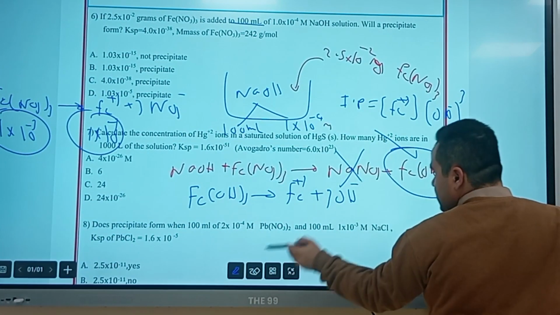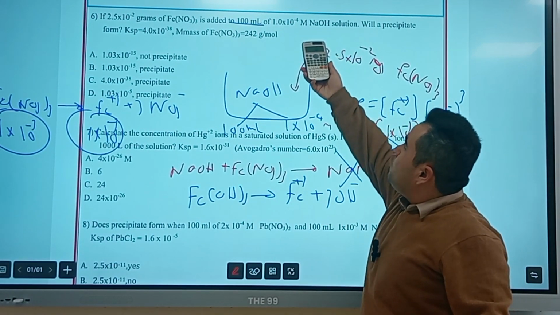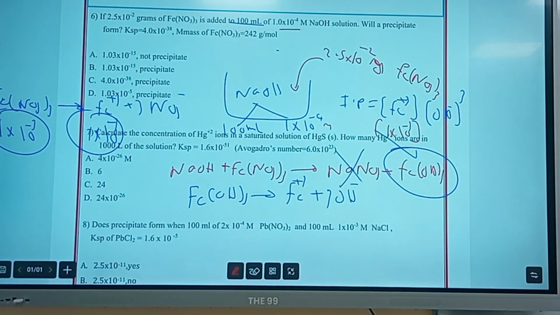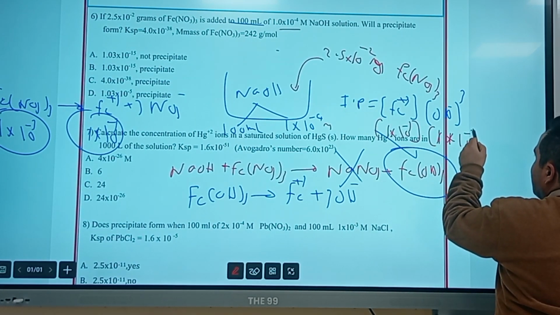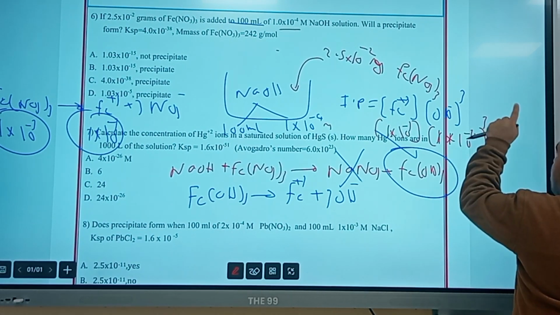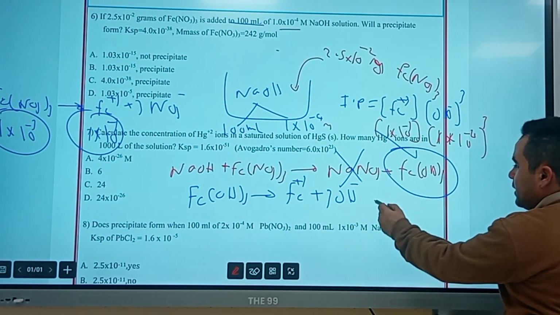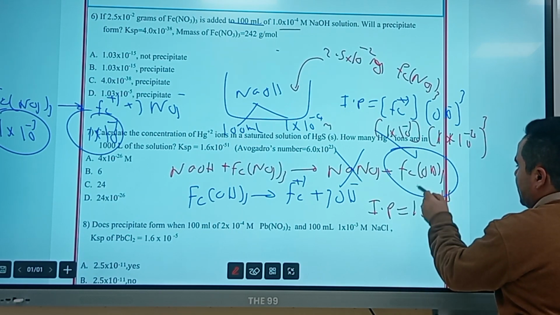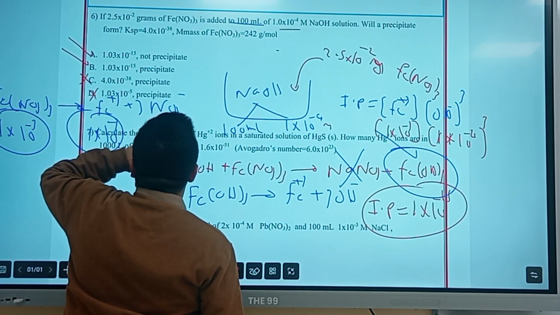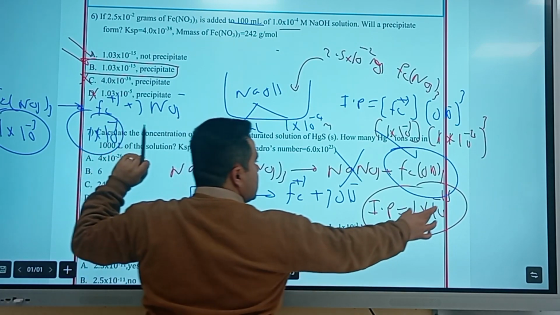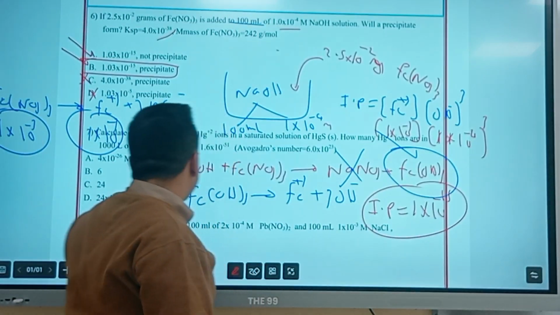So the iron concentration is 1 10 to the power minus 3. And the concentration of NaOH is given. The concentration of hydroxide is the same as the concentration of NaOH, which is 1 10 to the power of minus 4, cubed. 1 10 to the power minus 4 cubed equals 1 10 to the power minus 12. 1 10 to the power minus 12 multiplied by 1 10 to the power minus 3 equals the IP, 1 10 to the power minus 15. Which one is true? A and B are correct in terms of the IP, but B is the correct one. Why? Because this is higher than 10 to the power minus 38. That's why it will be a precipitate.